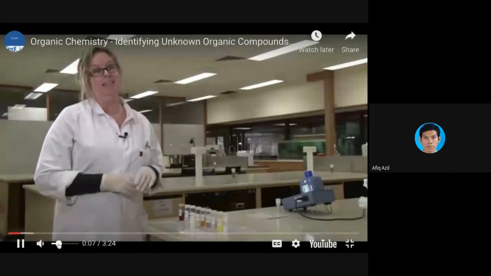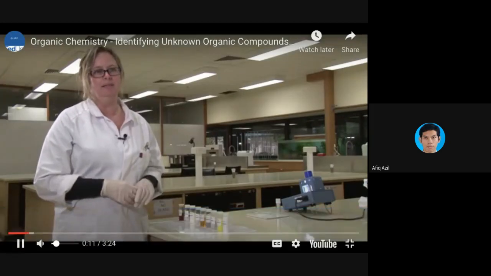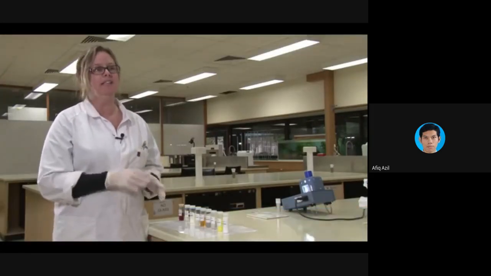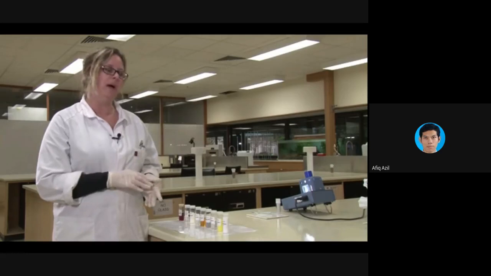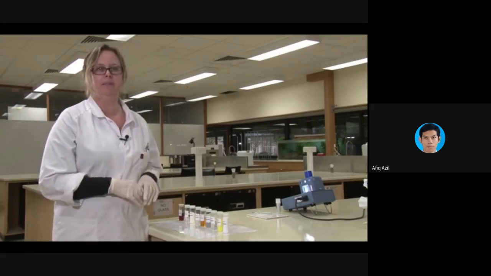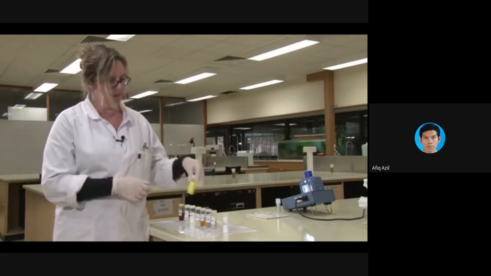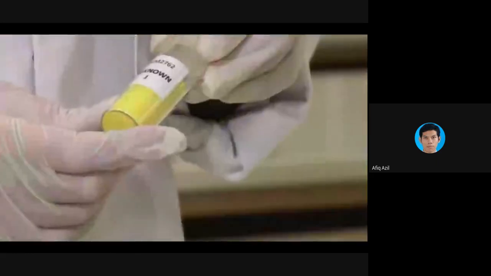Today we're going to look at a series of wet chemical tests to identify unknown organic compounds. These tests are really traditional and they can tell us about what functional groups are present and also what elements are present in a compound. The first thing to look for is whether a compound is a solid or a liquid.